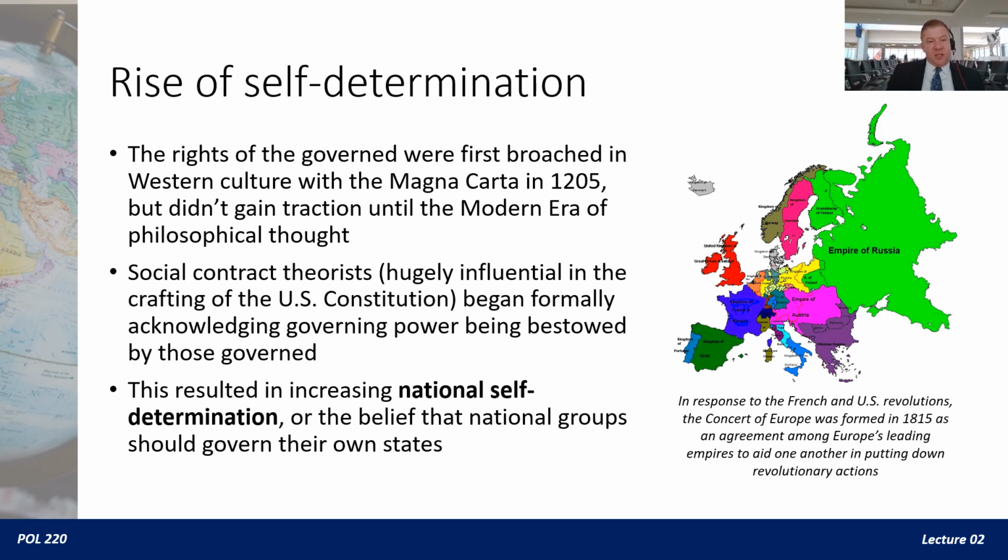This ended up having the effect of increasing a focus on national self-determination, or this belief that nationalist groups should govern their own states. So remember when we talked last week about nationalism, or the concept of a nation. What is a nation? Well, it's essentially people with a shared culture. And for much of modern history, people were ruled by those who didn't necessarily share their national identity. The Holy Roman Empire is a good example as they expanded that territory, but even coming out of that, there was a lot of conflict that emerged from this challenge.